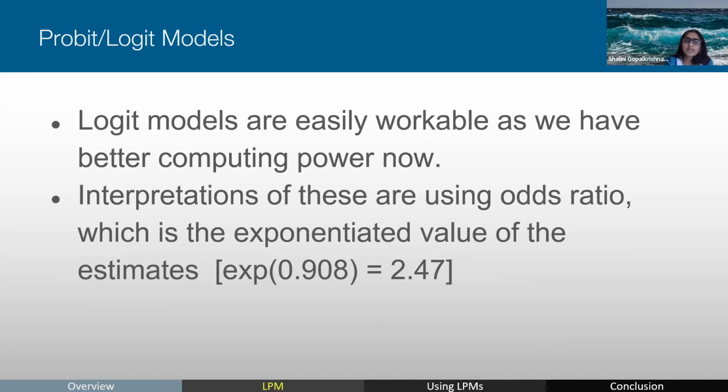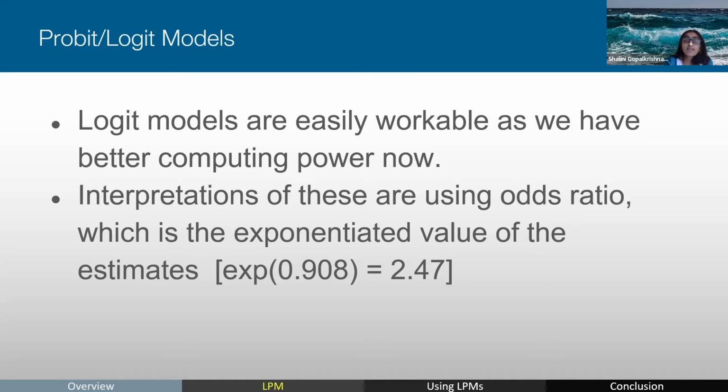So what is that? Nothing but the exponentiated value of the estimate. It's an exponent, e raised to whatever. Whenever you get the beta values, let's say you run something and the beta value is 0.908, what you do is just take the exponent. So e raised to 0.908 is 2.47.